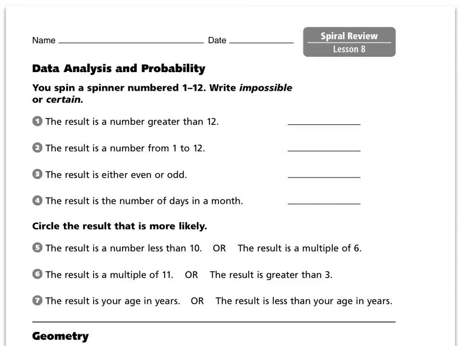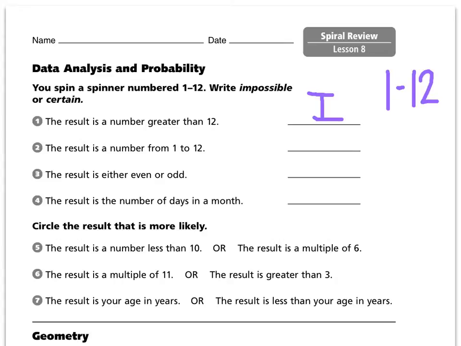Let's look at Chapter 3, Lesson 8, Spiral Review. The first part is Data Analysis and Probability. You spin a spinner numbered 1 through 12. Write impossible or certain on what the results would be. Number 1. The result is a number greater than 12. Well, the spinner is only 1 through 12, so this would be impossible.